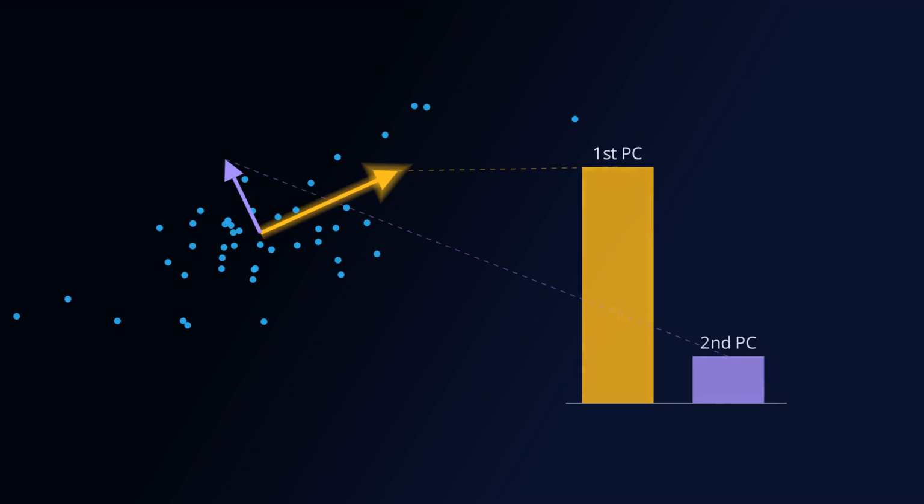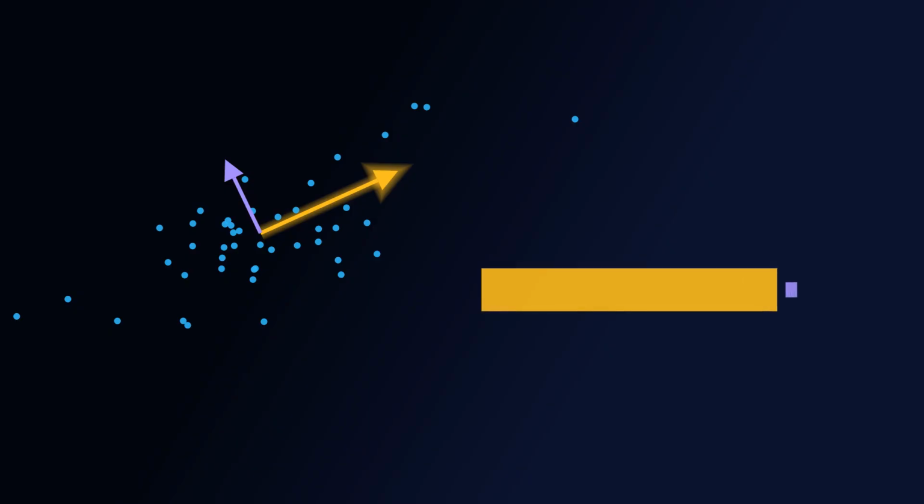Let's put a number on it. Suppose the first eigenvalue is much larger than the second. Say it accounts for 90% of the total variance. That means 90% of everything interesting about this cloud lives along a single direction. The other direction, the thin one, carries only the remaining 10%.